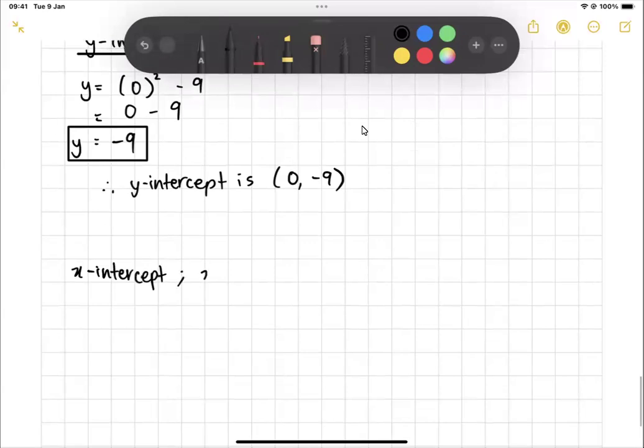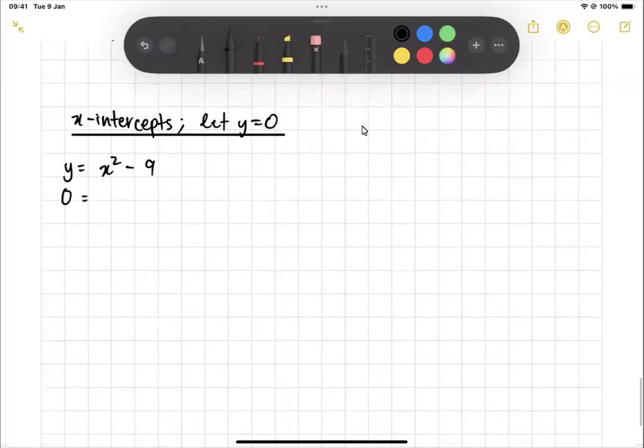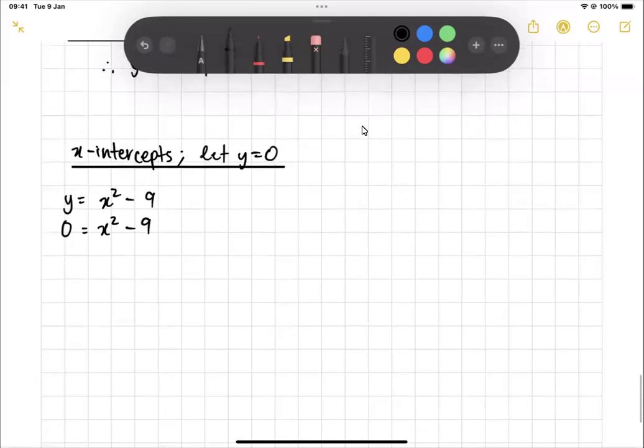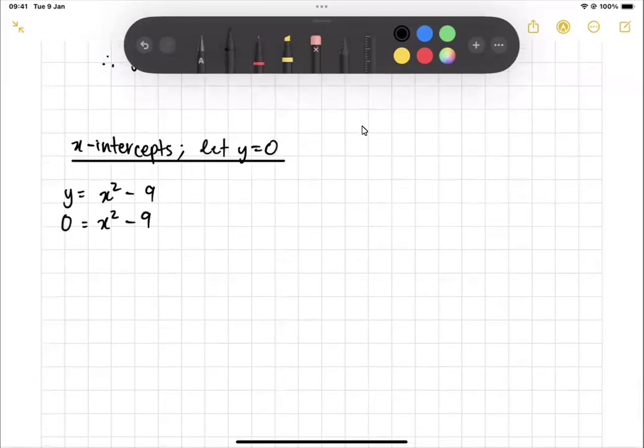Okay, when you find your x-intercept, you need to let y equal 0. So y equals x squared minus 9, and y is going to equal 0. So x squared minus 9 equals 0. Right here, we're going to use difference between two squares. The difference between two squares is the following: (a plus b)(a minus b) equals a squared minus b squared.